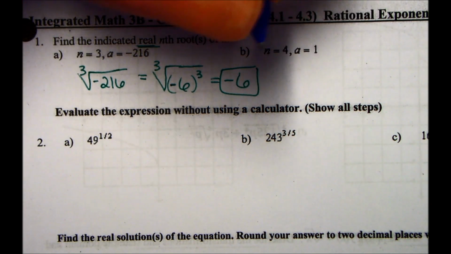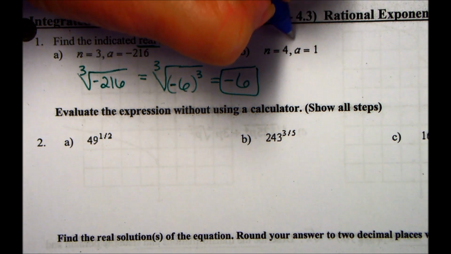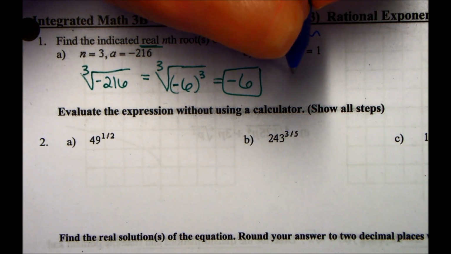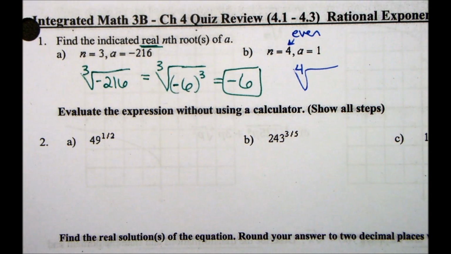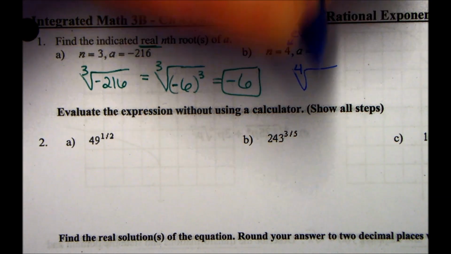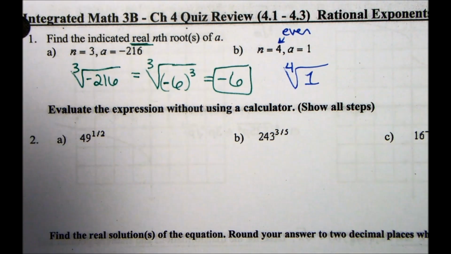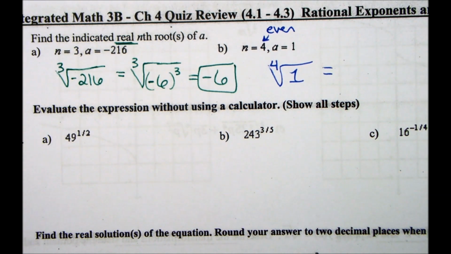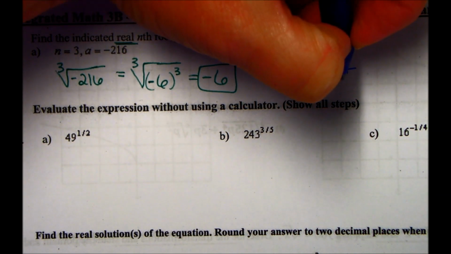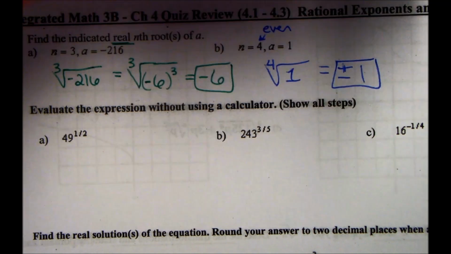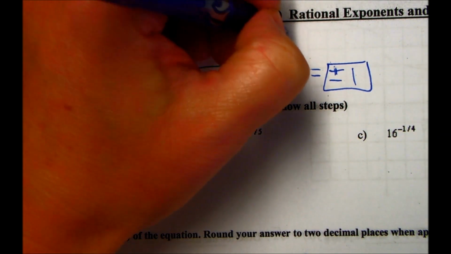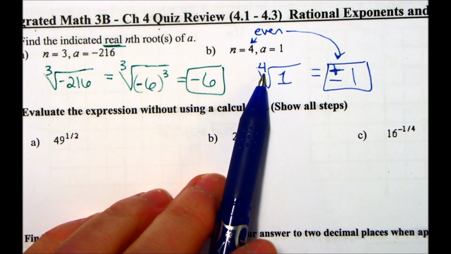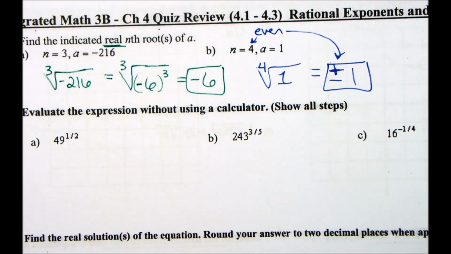Number 2, now our root is even. So when it's even, you have to remember that you're going to have 2 roots. 4 is what's going to go in your index, and then 1 is what you're taking the 4th root of. So that's your radicand. There are actually 2 numbers that you can take to the 4th power that would equal 1, and that would be positive and negative 1. So when you're finding the nth root of a number and you have an even root, there will be a positive and a negative root.